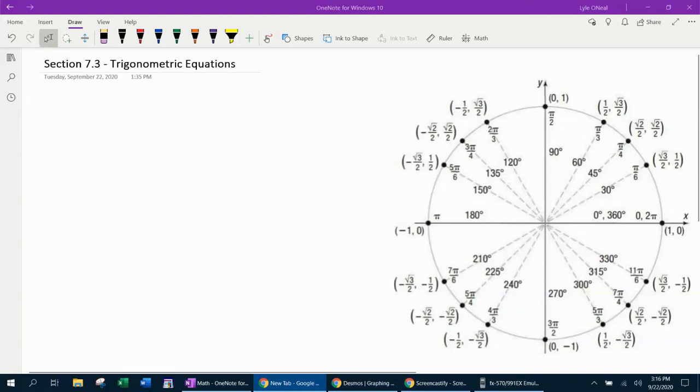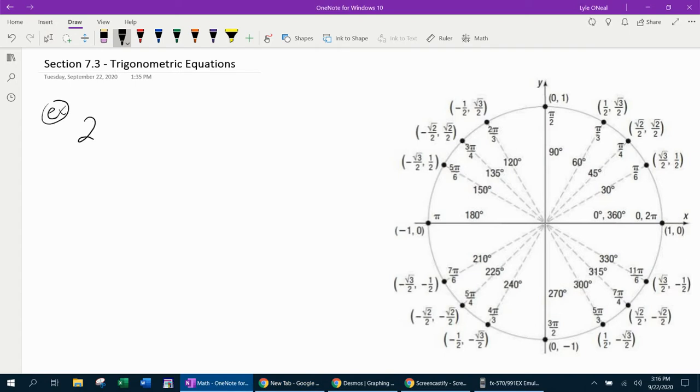Hello and welcome to our lesson on section 7.3 for our trigonometry class. We're going to be going over how to solve trigonometric equations in this section. So to get started, we're going to start with a fairly easy example.